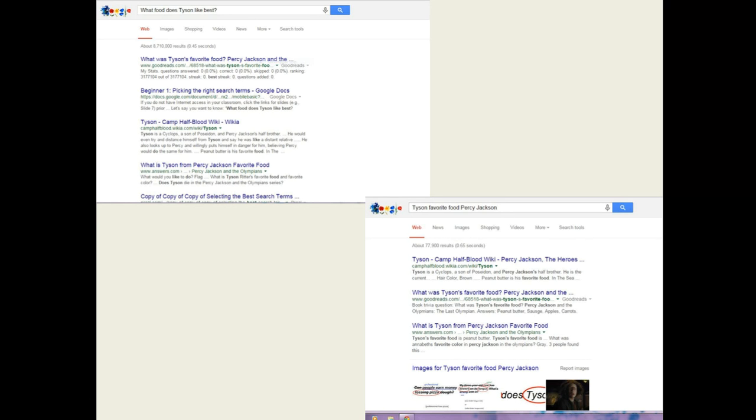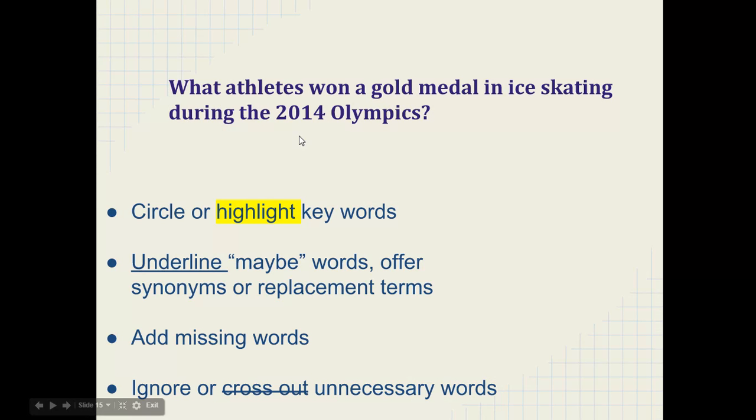So let's look at another example. Let's look at what athletes won a gold medal in ice skating during the 2014 Olympics. So let's go through our steps. Circle or highlight keywords, underline maybe words, offer synonyms or replacement terms, add missing words, and ignore or cross out unnecessary words. So why don't you go ahead, you can pause the video and try this on a piece of paper, write it out, find your keywords, make your query, and once you're ready, hit play again and you can compare to my results.